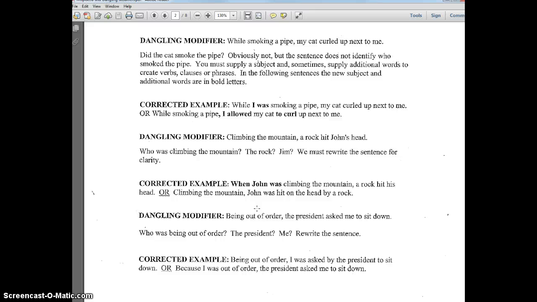Here's another example. Climbing the mountain, a rock hit John's head. Again, with this beginning modifier, it's not clear what or who is climbing the mountain. So you have to make sure that it is clear. You have to rewrite the sentence. When John was climbing a mountain, a rock hit his head. Or, climbing the mountain, John was hit on the head by a rock.